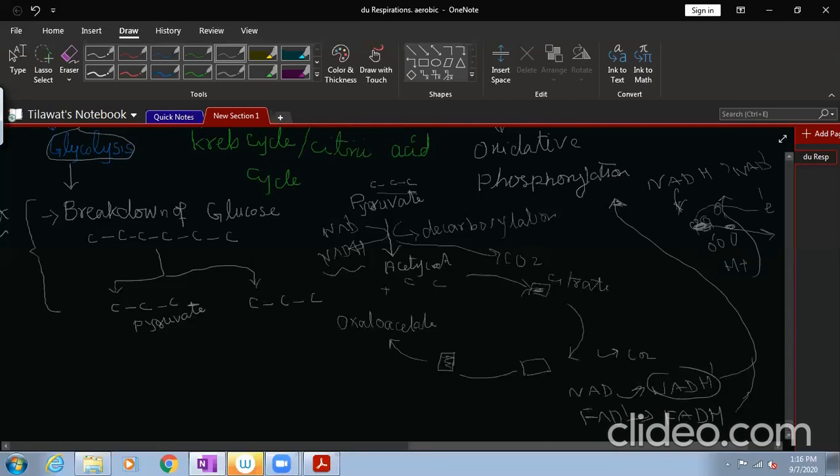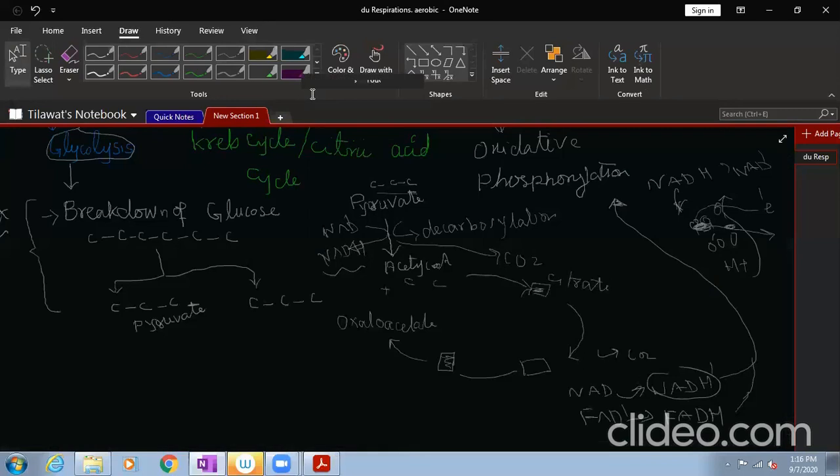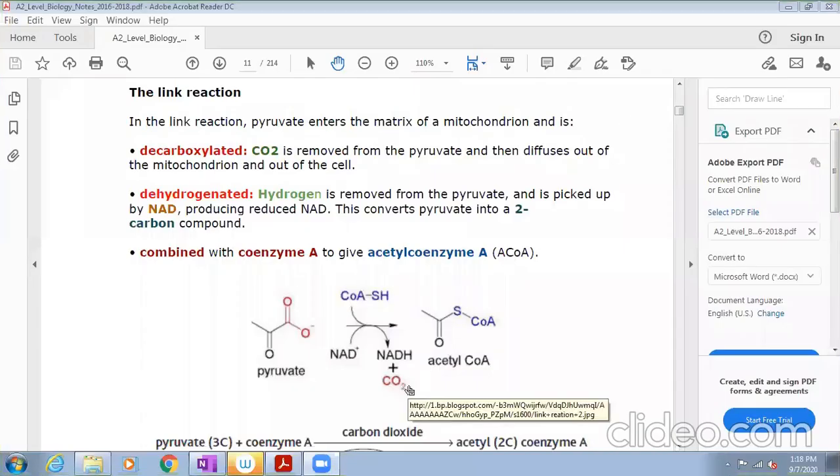If you remember, we also discussed what will happen within glycolysis. Now we are going to count the ATPs and NAD and FAD that will form in these reactions and these metabolic pathways. Check here. This is your question regarding coenzyme A.